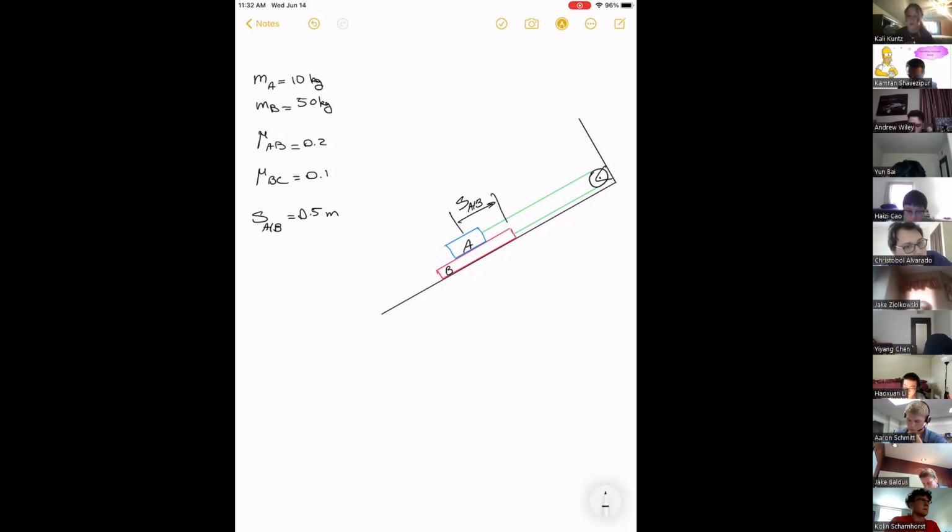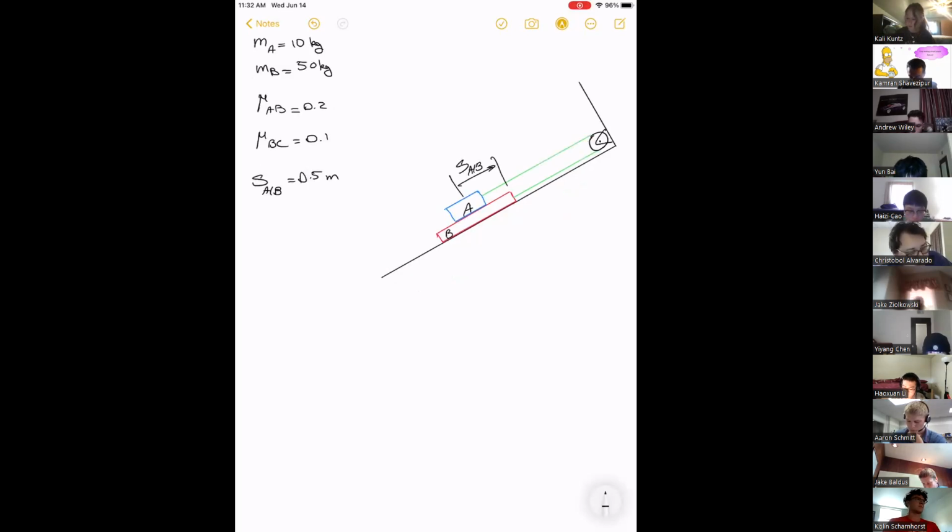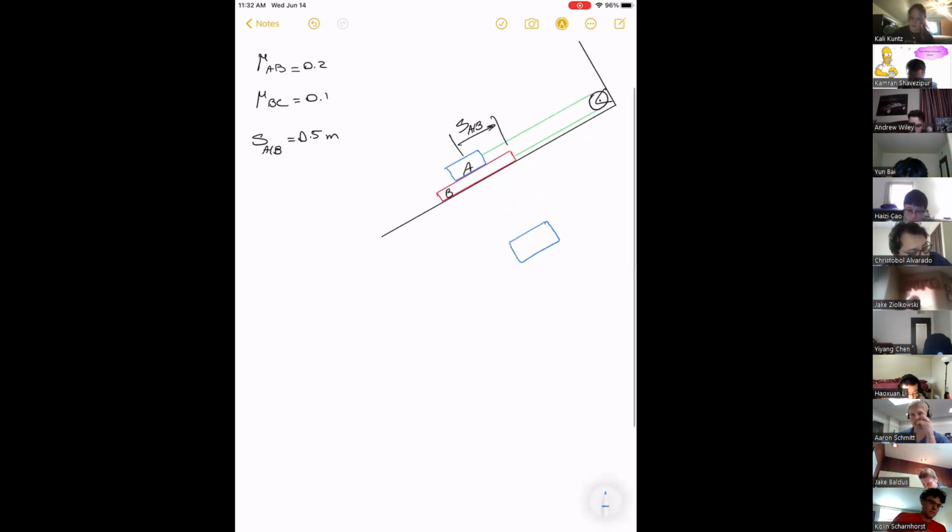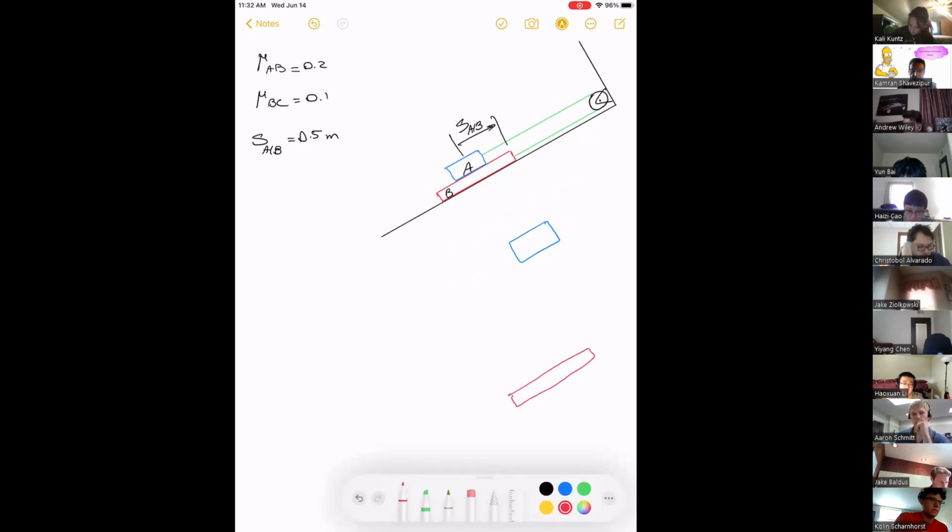So if I want to do that, as you suggested, I'm going to do the free body diagrams. Let's do for both of them. I'm going to put A here. Let's just use the same colors. So this is block A. And this is block or plate B, right? Start with A. What are the forces acting on A?